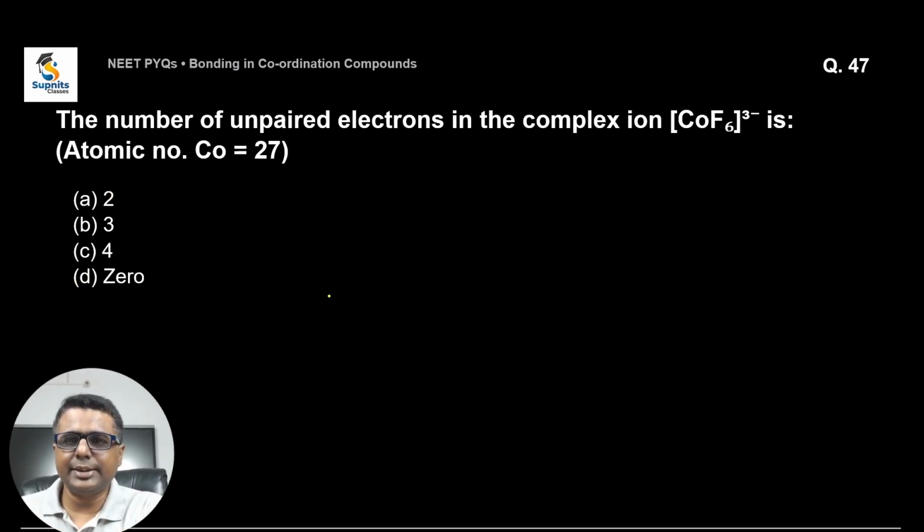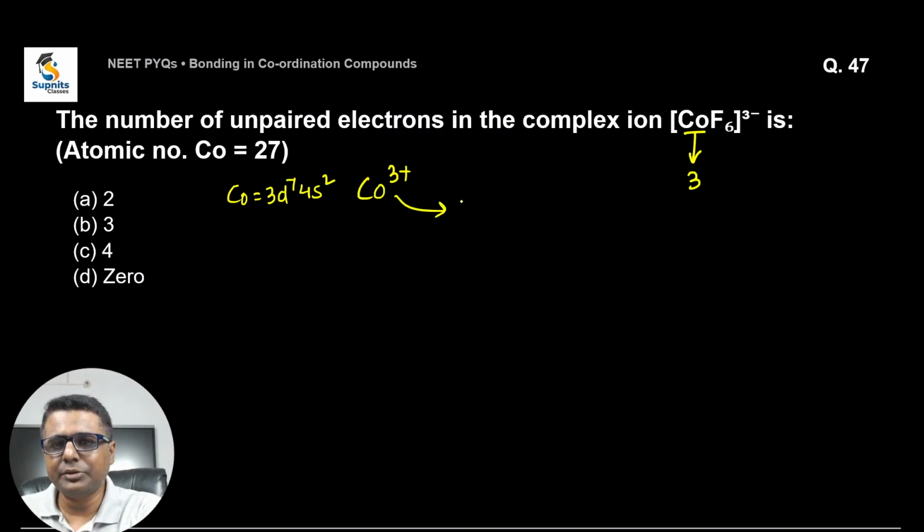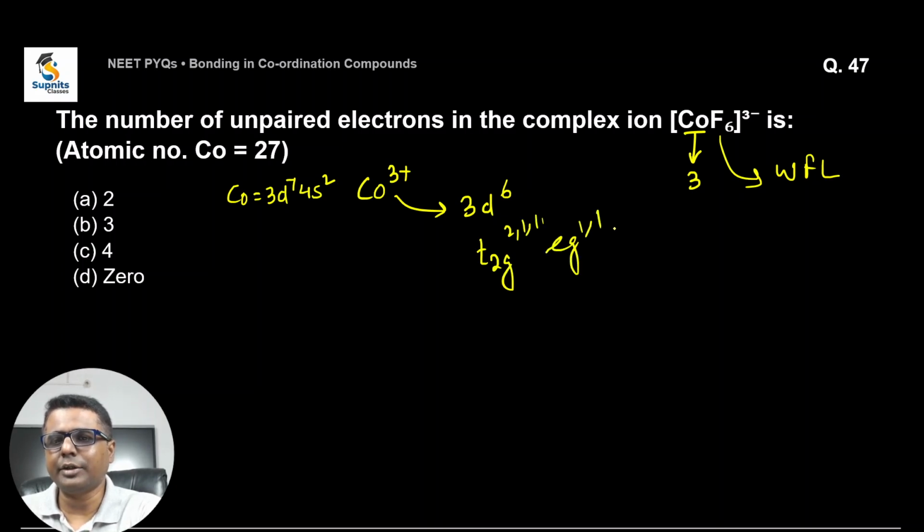Now here it is asked for CoF6 3 minus, the number of unpaired electrons. First of all, please calculate the oxidation state. It will come 3, so this is Co3 plus. Normally cobalt is 3d7 4s2. With Co3 plus it will become 3d6. It is a weak field ligand, so no pairing, so it should be t2g 2,1,1 eg 1,1. So this is total 6. You have to know how to fill up.